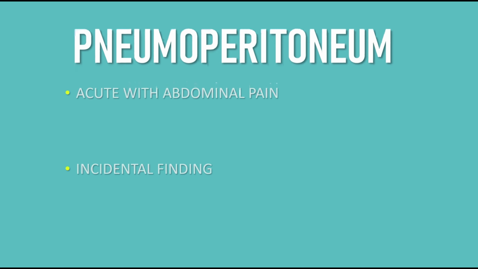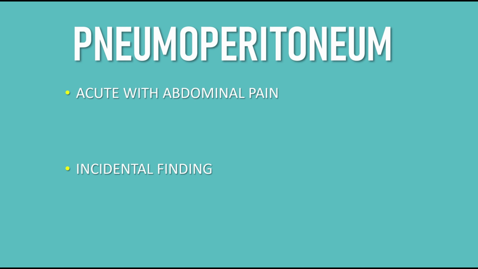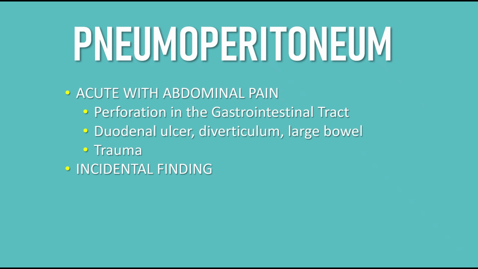Pneumoperitoneum is seen with acute abdominal pain or as an incidental finding. With acute abdominal pain, we are thinking of a perforation in the gastrointestinal tract, and it is not a specific perforation. Yes, it's commonly seen with duodenal ulcers perforating, but you'll see it with a perforated diverticulum or a large bowel perforation, and it's sometimes seen with trauma.